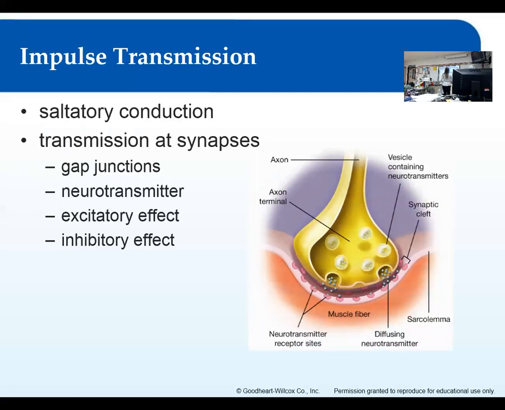All right, so impulse transmission. All right, saltatory conduction. Let's talk about that first. Remember the other day we were talking about the myelin sheath? Those are those little Swiss roll looking cells that wrap around the axons of the neurons. What's their purpose? Do you remember?